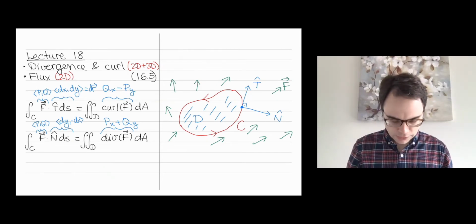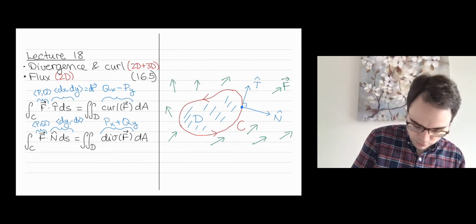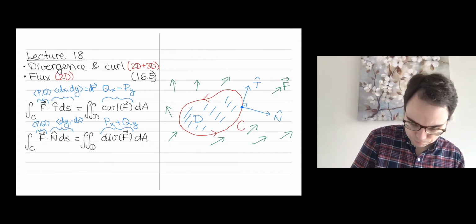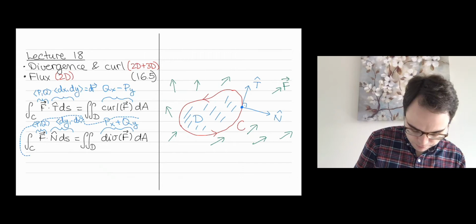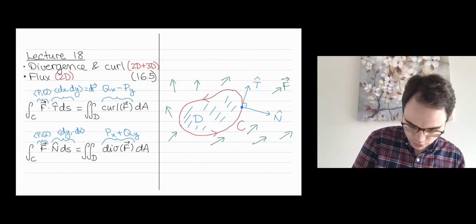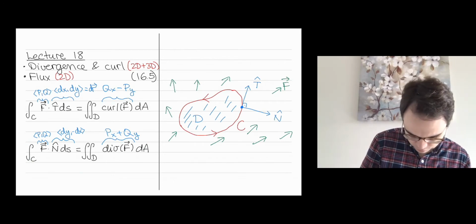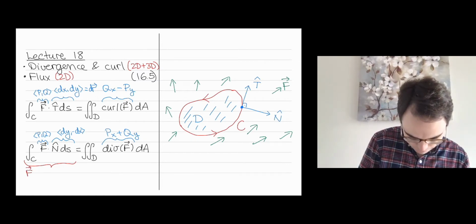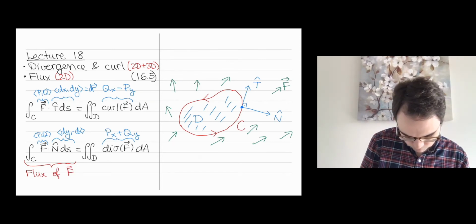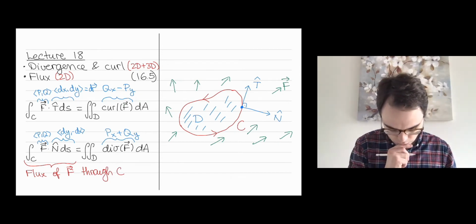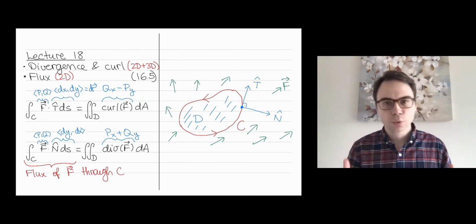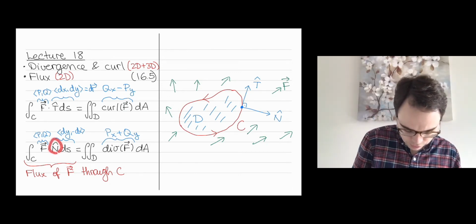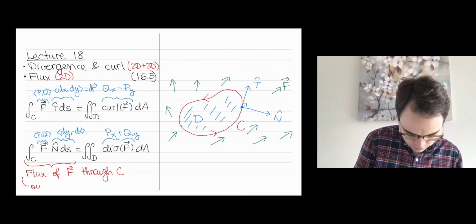Okay, so now some terminology. I mentioned flux before. So here's what flux is. This number over here, this line integral, is the flux of the vector field F through the curve C. Since we're using the outward unit normal to compute this line integral, this is the outward flux.